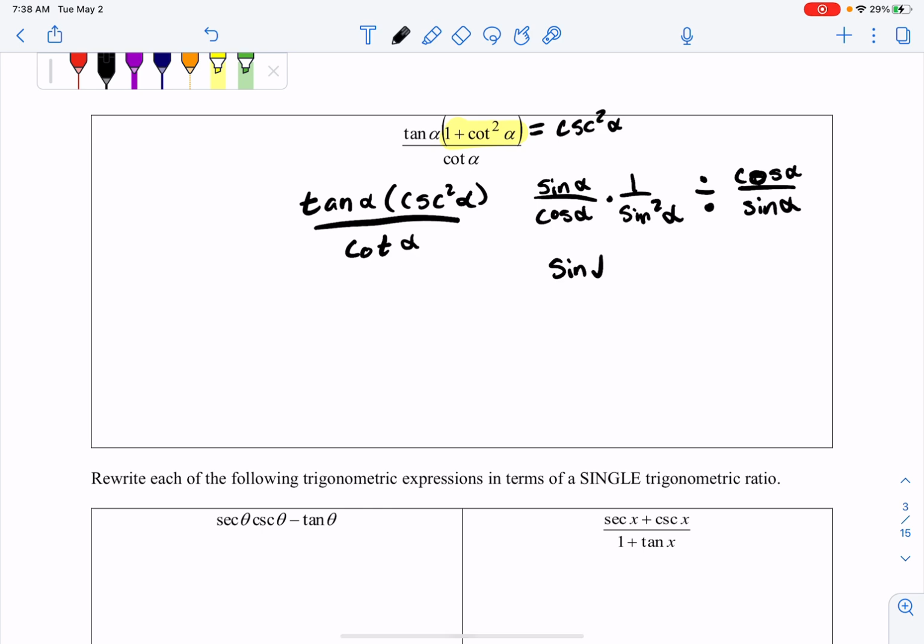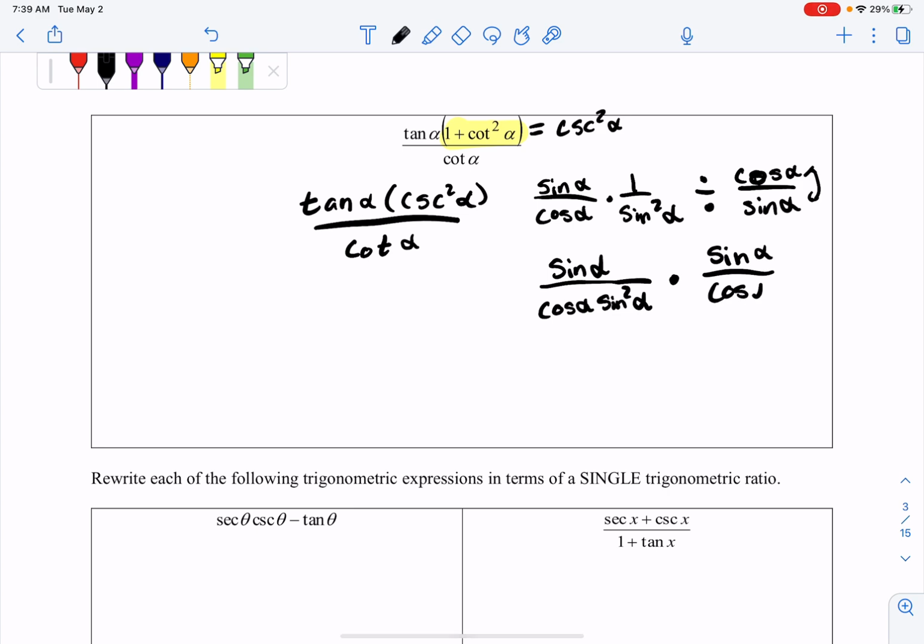Okay, so simplifying what we have on the left over here, we would have sine alpha over cosine alpha, sine squared alpha. And I'm just going to leave that for now because when I do my invert and multiply, I'm going to take this one, switch it around and multiply, then I'm going to start to see what I can cancel out.